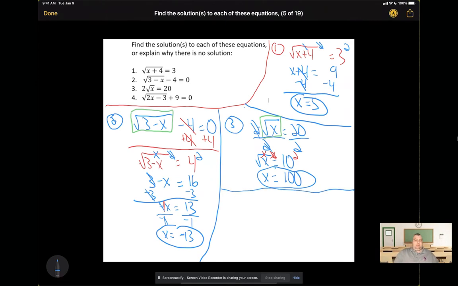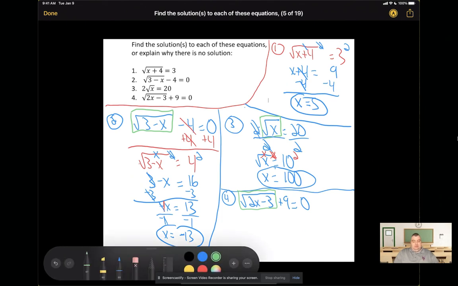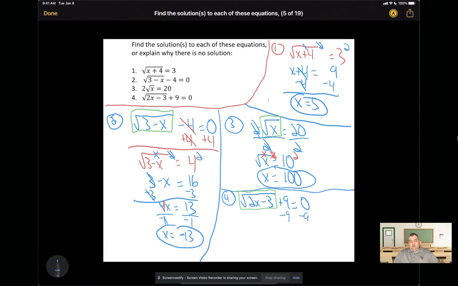And one more example, number 4. I have the square root of 2x minus 3, plus 9, equals 0. So I have to isolate the square root. I need to get rid of the plus 9 by subtracting 9 from both sides. That gives me the square root of 2x minus 3 equals 0 minus 9, which is negative 9.